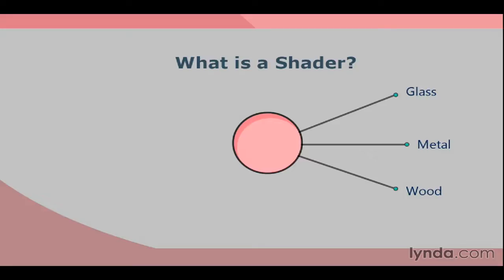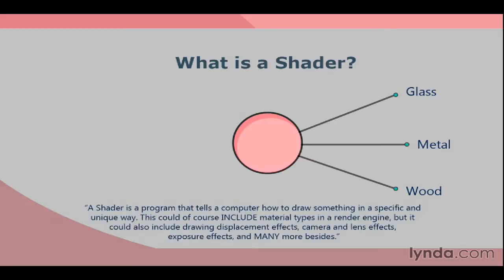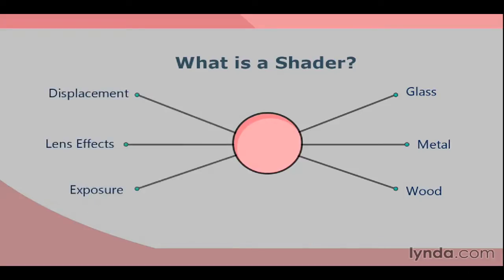A definition given in layman's terms could say that a shader is a program that tells a computer how to draw something in a specific and unique way, which of course would include material types in a render engine, but that could also include drawing displacement, camera, lens, and exposure effects, to name just a few. The simple truth is that Mental Ray uses shaders and the term shaders to describe every aspect, every part of the rendering process carried out by the engine. These code blocks, as we can think of them, when combined together in certain configurations, are responsible for producing the renders and render effects that we know Mental Ray is capable of.